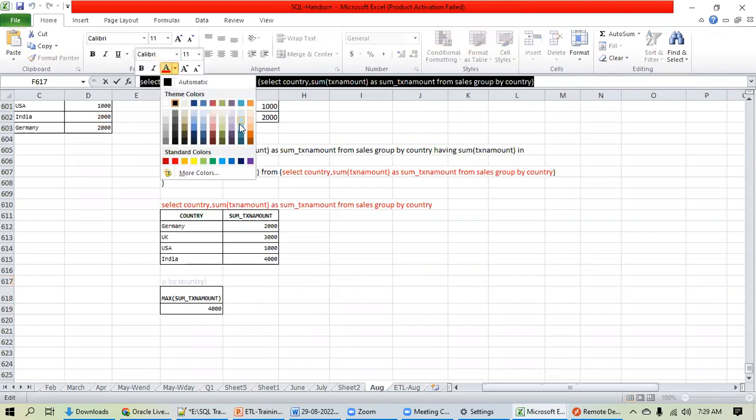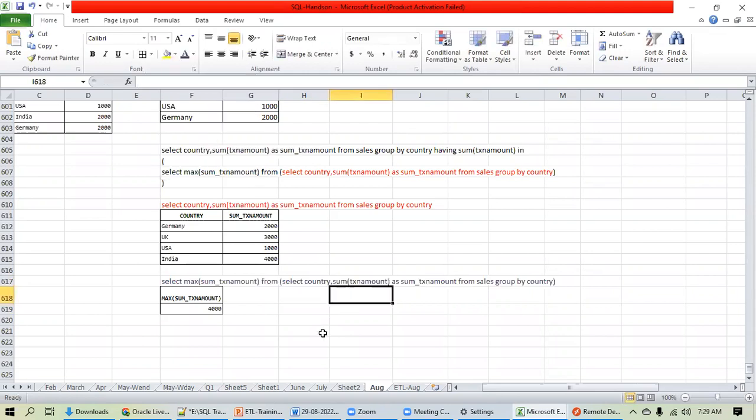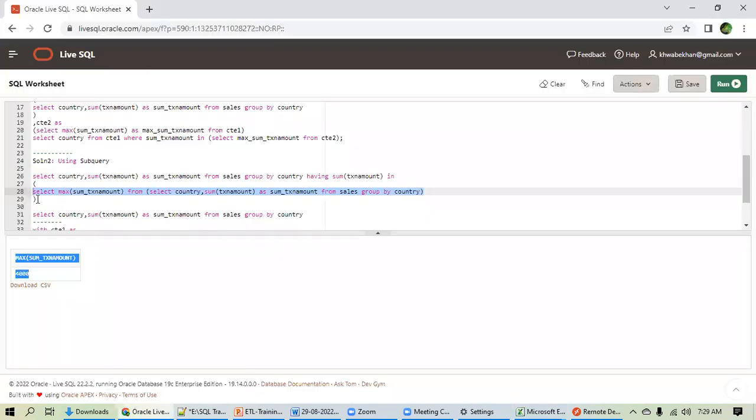No questions? Okay. Yeah, the from part. I mean, how it works. This from part? Yes. Okay, I will repeat, no problem. This query which I have highlighted in line number 28.